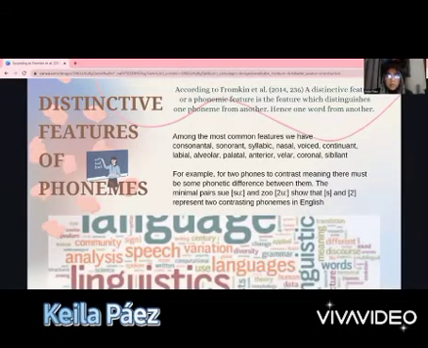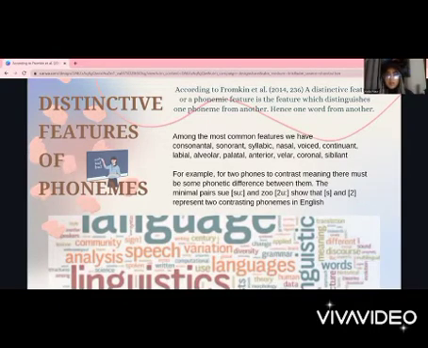I want to talk about distinctive features of phonemes. For phonemes, we can find distinctive features between two words, defining the minimal pair between them. In addition, a phoneme may be marked with respect to a feature. According to Funk, a distinctive feature or a phoneme feature is a feature which distinguishes one phoneme from another, hence one word from another. Among the most common features, we have consonant, sonorant, syllabic, nasal, voiced, continuant, labial, alveolar, palatal, anterior, velar, coronal, and sibilant.